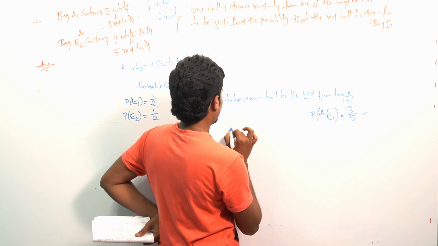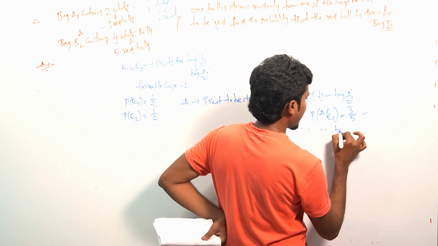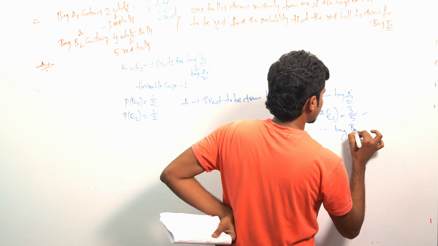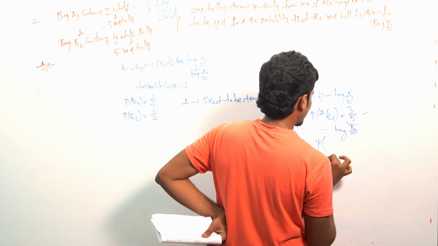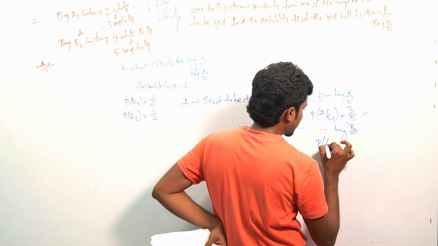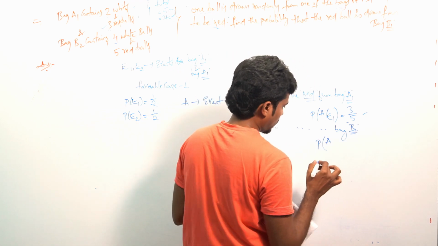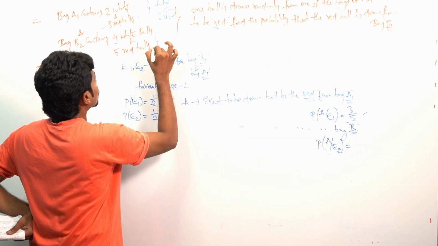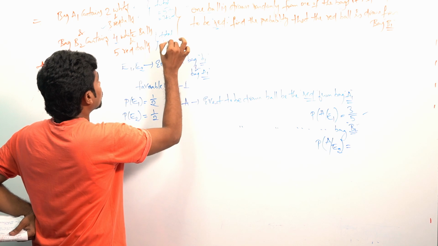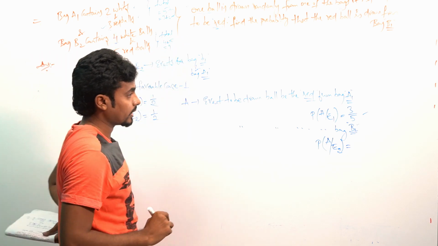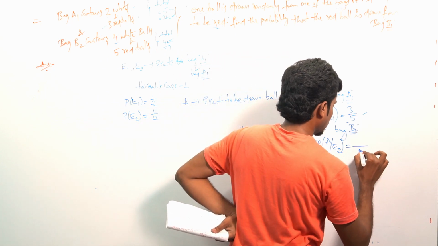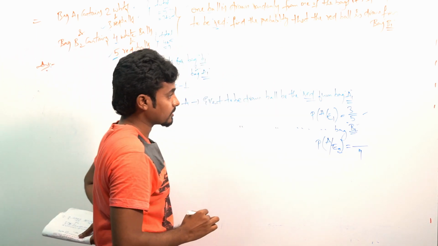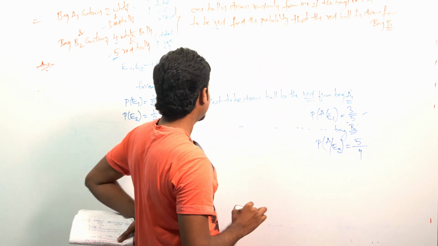Similarly, if I take the event of the bag B2, P of A given E2: the total is 4 plus 5, which is equal to 9. My favorable cases are the red balls, which are 5. So this will be 5 divided by 9.